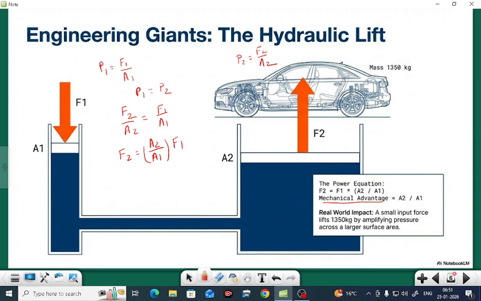If we increase the area, suppose the ratio A2 by A1 is equal to 1000, you can see that F2 will be 1000 times F1. So the force F1 is multiplied by a factor of 1000 and you get the force F2. This is the hydraulic lift. In this way, the hydraulic lift works according to Pascal's law.